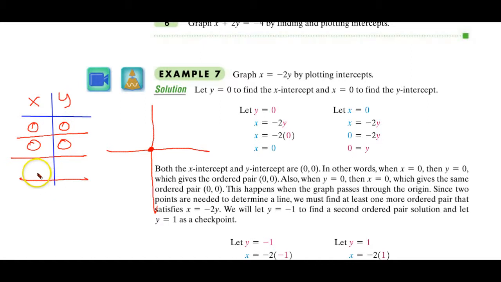So let's say y is 2. So we go in there, -2 times 2 is -4. So now we have another point. So we're going to go -4, 1, 2, 3, 4. We're going to go up 2, and then that is our line here.